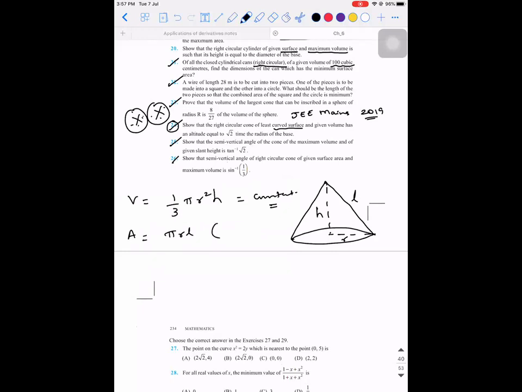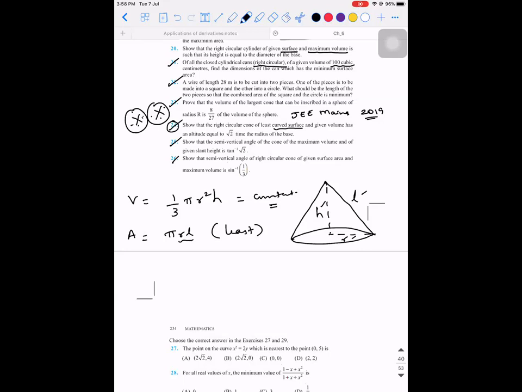We need to prove that this is the least. Okay, so how to prove? How many variables do we have? They didn't say the slant height, no? So there are actually 3 variables. What are the 3 variables? H, R and L. So area is dependent on R and L.